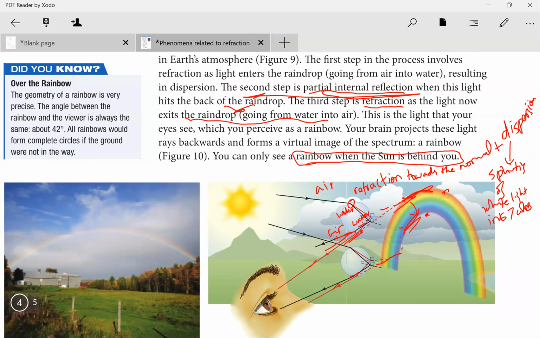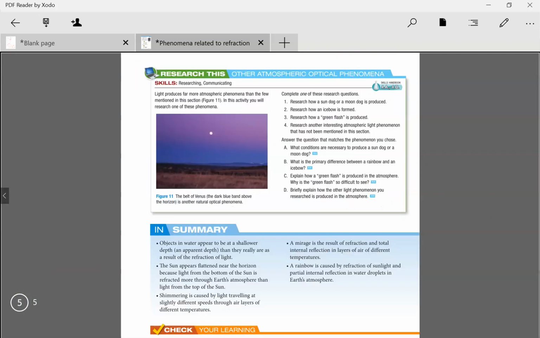I don't know specifically, but they also have to do with these kinds of optical phenomena. It escapes my mind as to how these things work. So the last step is projecting these light rays backwards to form a virtual image of the spectrum. So that was a rainbow.